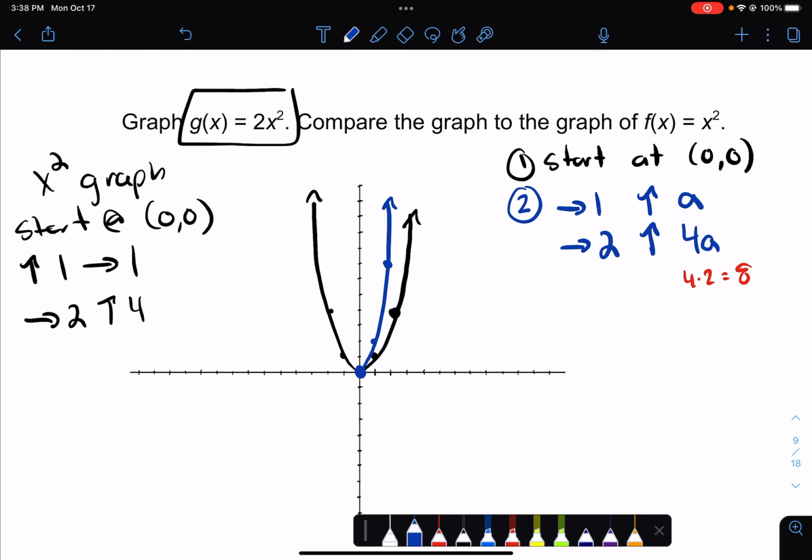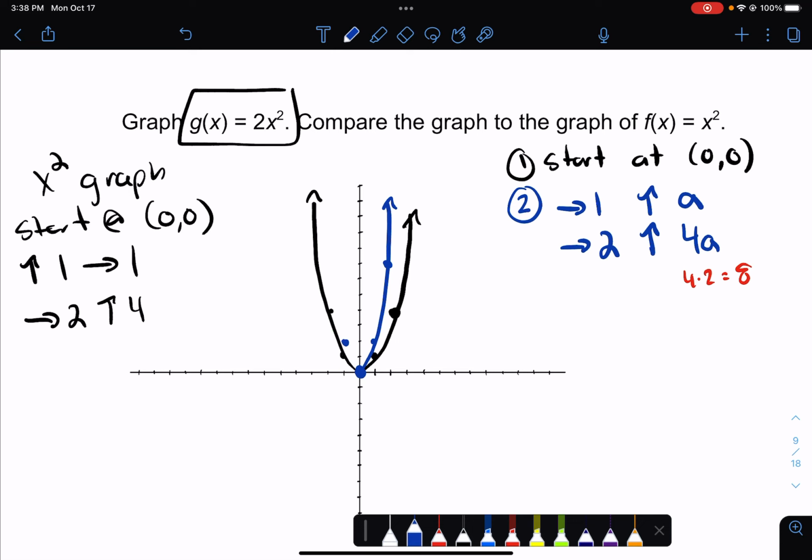Now the other side is going to be exactly the same. Instead of going to the right 1 and up 2, I'm going to go to the left 1 and up 2. And then I'm going to go to the left 2, 1, 2, and up 1, 2, 3, 4, 5, 6, 7, 8.